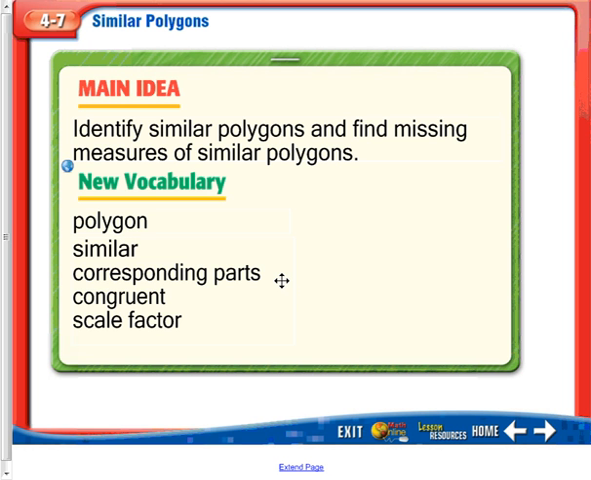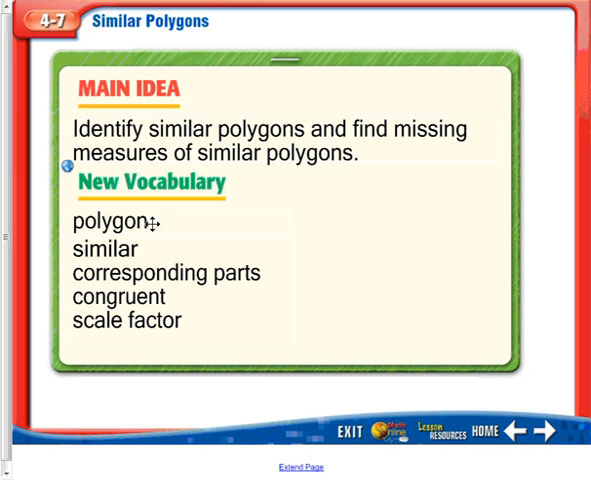We're going to identify similar polygons and find missing measures of similar polygons. When I say similar, that means like, any square would be similar because all of the angles are 90 degrees. And then all the sides could be proportional in length if we look at two squares. So anyway, going back here to polygons.